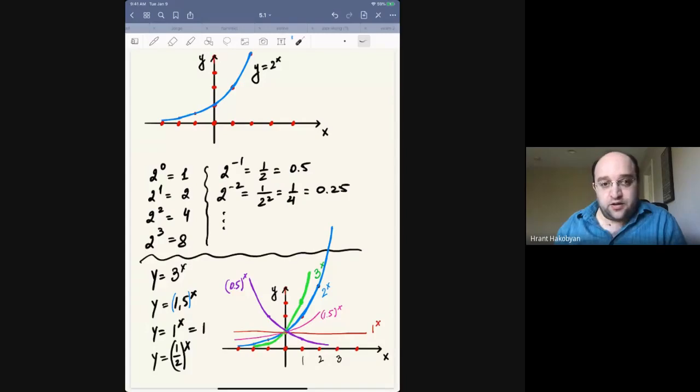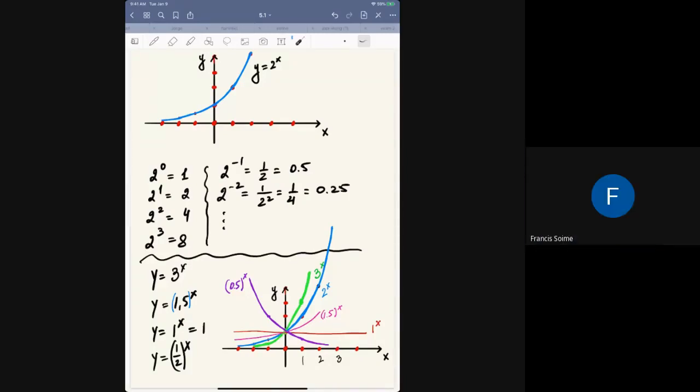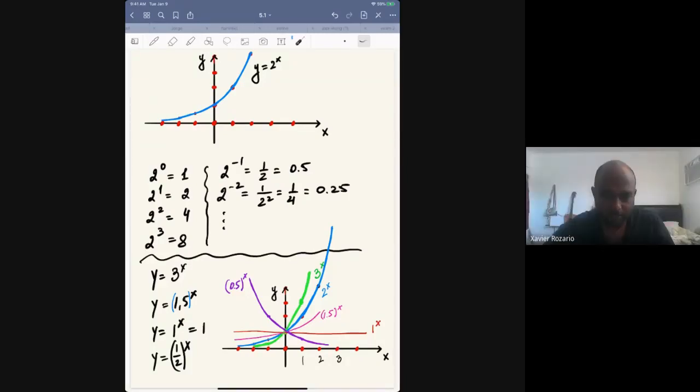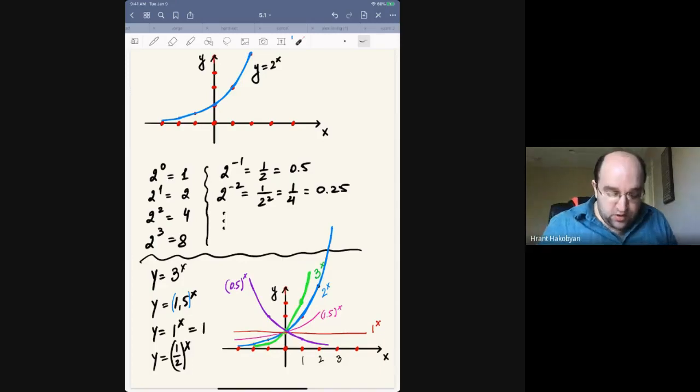Professor, I had a question. Yes. For 0.5 to the x, if the base is less than 1, it looks like kind of an inverse relationship. Right. So let me write it like this.